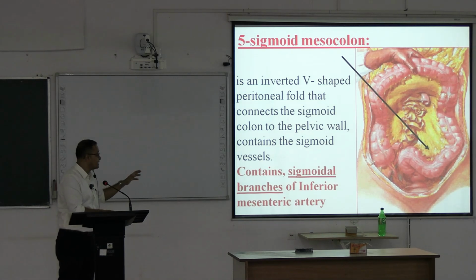So what exactly is it? A peritoneal fold holding this part of the large gut, and it contains what? The sigmoidal branch of the inferior mesenteric artery. That is what you have to keep in mind.